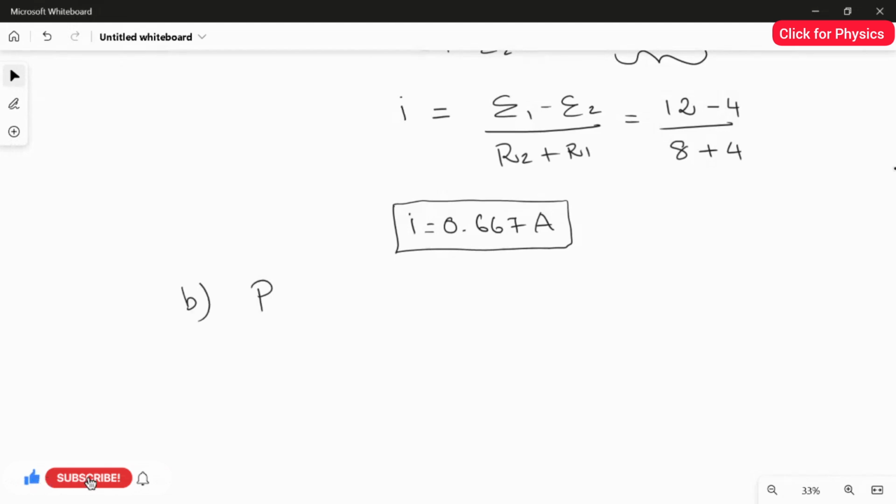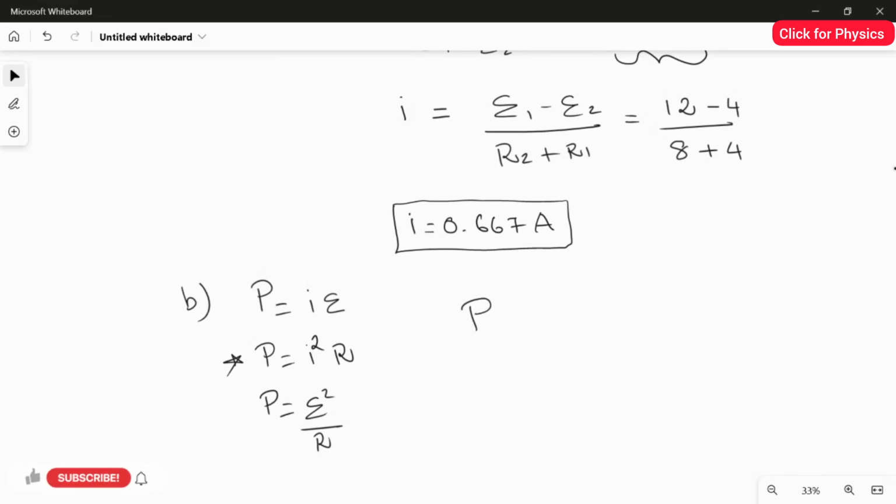So we have 3 rules. Power P is equal to the current multiplied by EMF. Power P is equal to the current square multiplied by the resistance. And power P is equal to EMF square divided by resistance. So these are the 3 rules we have. Here our question is related to the resistors and current, so I am going to pick the second rule for this part.